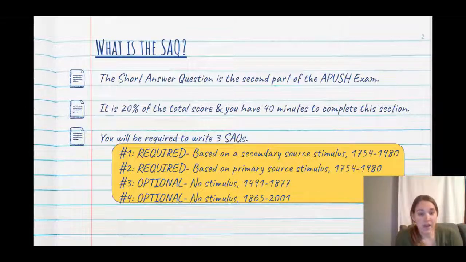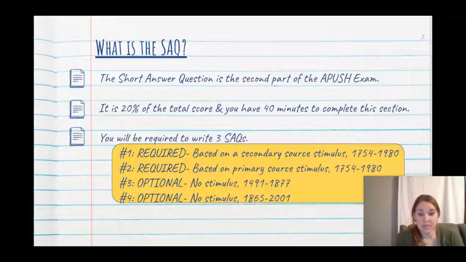So the first one is required, and it will run anywhere from 1754 to 1980, which is period 2 to period 8. And that's going to be a secondary source, usually something written by historians. That's a very common type of stimulus for this question. Question number 2 will be a primary source. So this one will vary. Sometimes it's text, sometimes it's an image. And again, it's just going to run from period 2 to period 8.